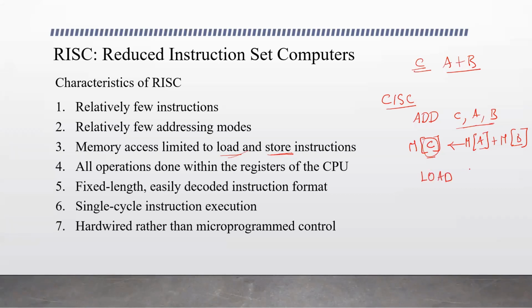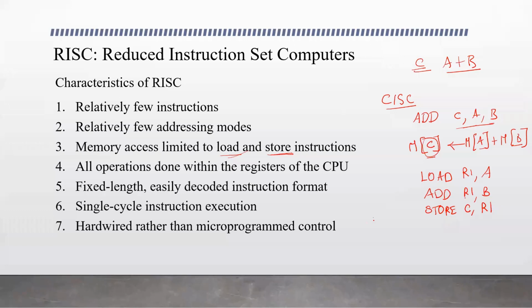Let's load operand A into register R1. Then we can write the instruction add, A is in R1, so R1 comma B. This performs A plus B, and the result we get is in C. The result is in R1 now. Then we write the instruction store C, in memory location C, the content of R1. This is how we write the instruction in CISC.